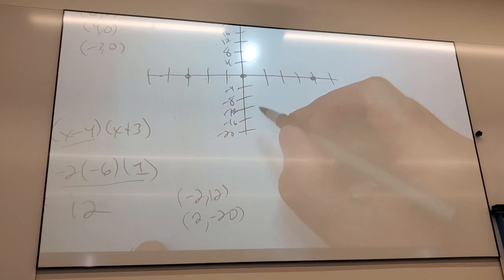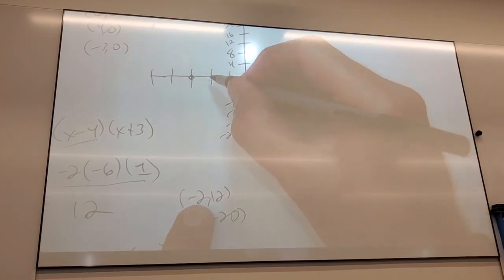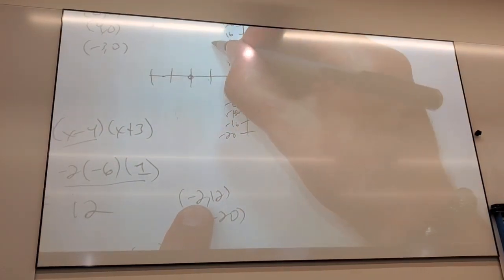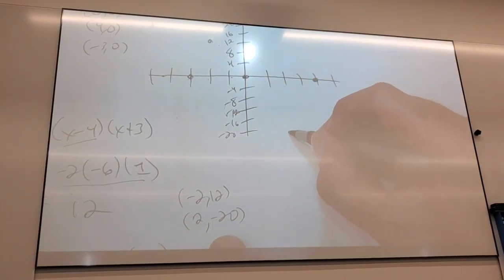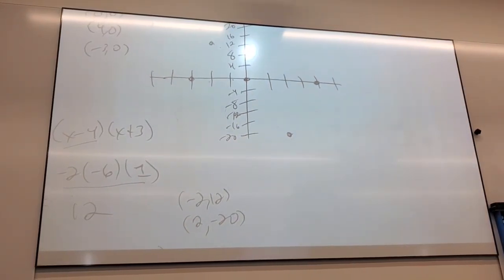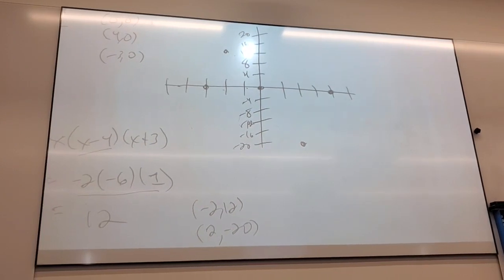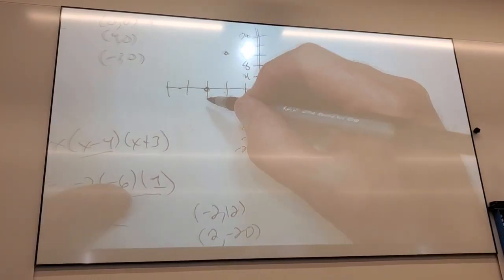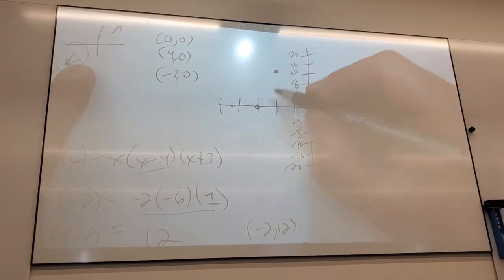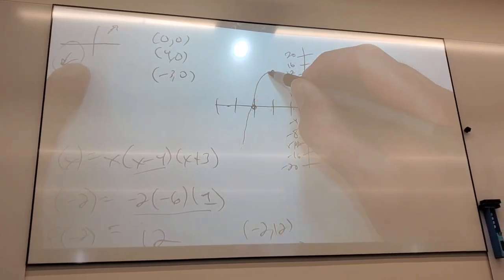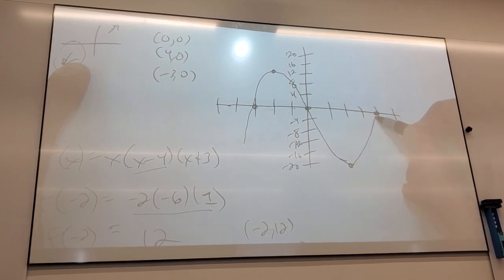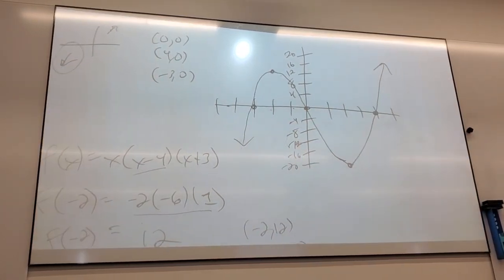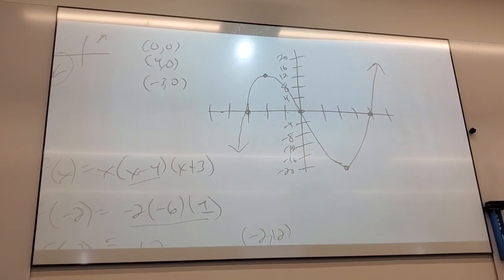So now I can plot my points, negative 2, 12, and 2, negative 20. Can you see how this is taking shape now? It's coming. My end behavior tells me how to start. And then it turns around, goes down through here, turns around again, goes up. This is far from perfect, but that's exactly what I want from you.